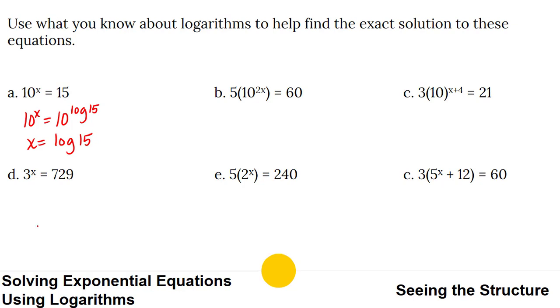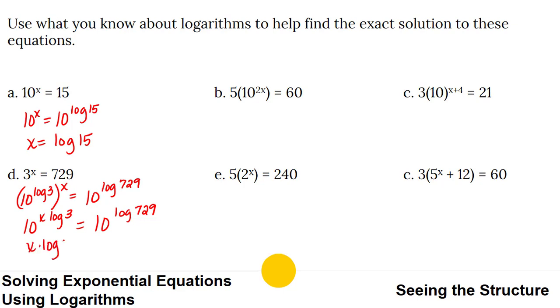So let's take a look when our base is not 10. Let's take a look at D. So what we're going to do is we're actually going to rewrite both numbers as base 10. So we have 10 to the log of 3 to the x power equals 10 to the log 729. Now this is an exponential expression raised to a power, so we're going to use the power to a power rule to rewrite this as x log 3 equals log 729. Same structure, same base, exponents must be equivalent. And now we can solve by dividing. And we could use our calculator to come up with an approximate solution.